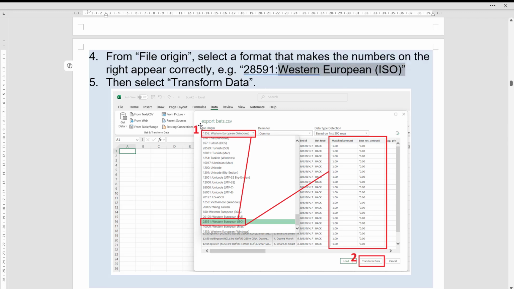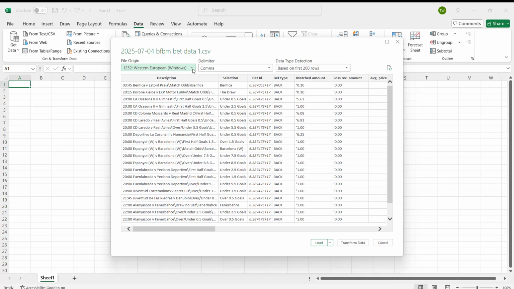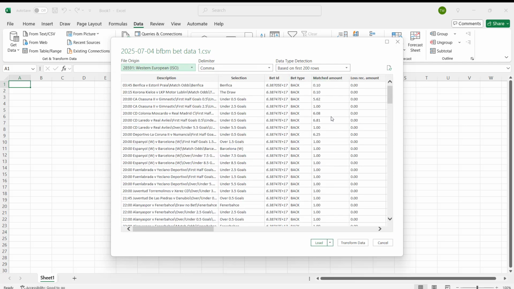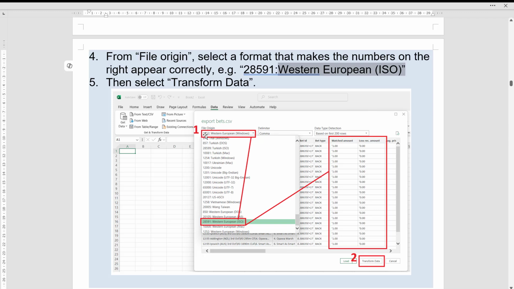So the bit that says file origin, pick a different file origin so these numbers start to look normal. So here for me, now it's on Western European Windows. If I change that to ISO, oh, the numbers look nice now. But I know from experience that there's still some hidden spaces and odd characters in here. So I need to clean up this data a little bit more. So from this point, I click transform data, not load yet, but transform data. Got that? So step one is try and make these numbers look good by choosing the file format correctly, but then click transform data, not load, but transform data.